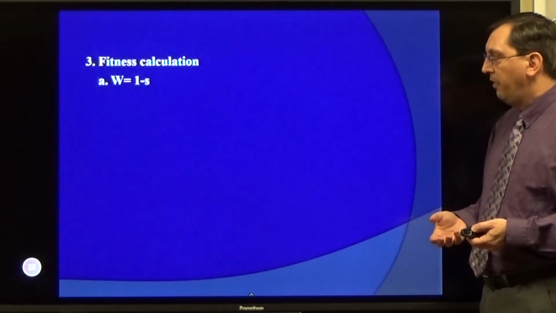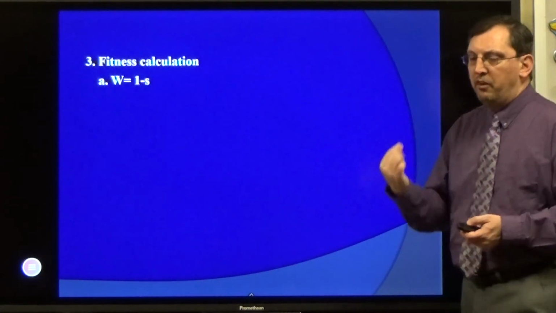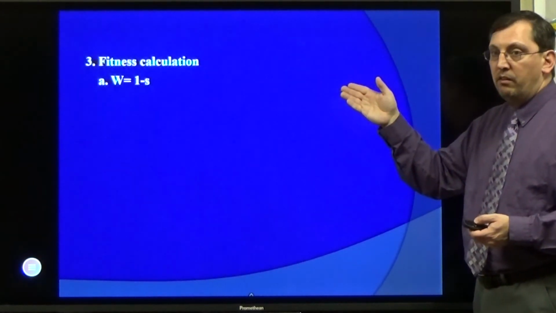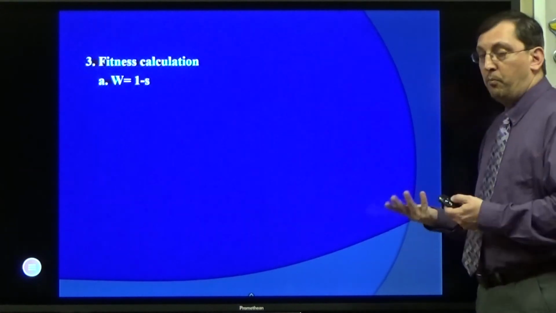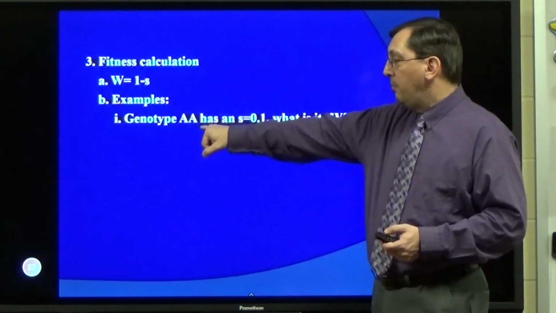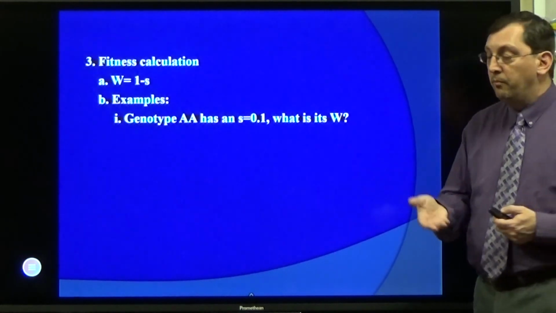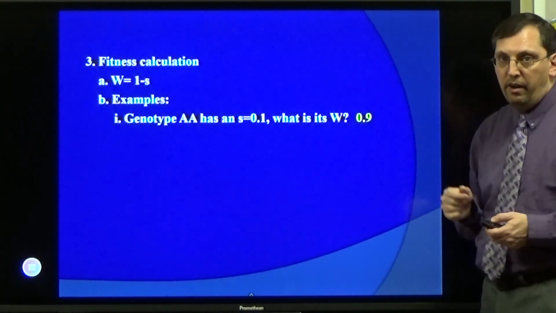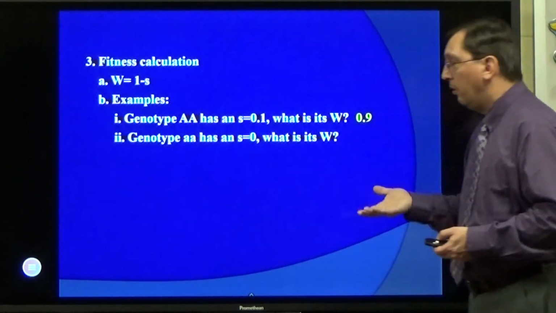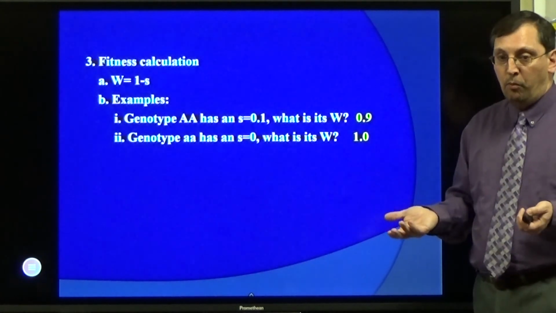So the fitness calculation works like this. Fitness is calculated as big W, which is 1 minus the selectional coefficient. So if I have a disadvantage of 0.7, that means my fitness is only 0.3. That's a pretty low number. So examples would be something like this. If big A has a selectional disadvantage of 0.1, its fitness value would then be 0.9, because it's just 1 minus 0.1. Genotype little a has a selectional coefficient of 0. Its fitness value then is just 1, because there is nothing against it. It will work perfectly normal like it's supposed to.